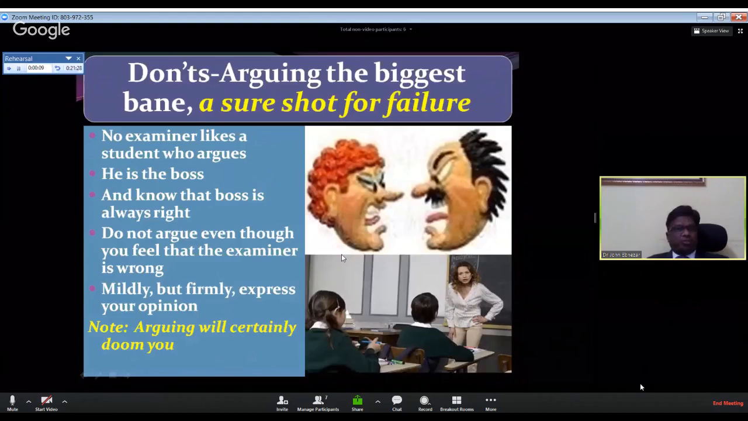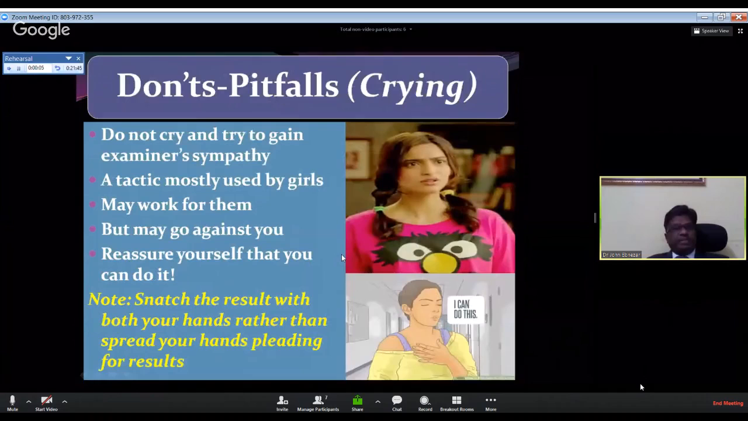Do not argue even though you feel that the examiner is wrong. Mildly but firmly express your opinion. Arguing will certainly fool you. And do not try to gain examiner sympathy. This is a tactic mostly used by girls. It may work for them, but it goes against you.